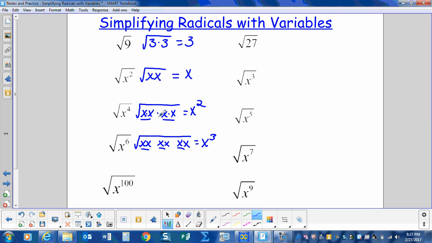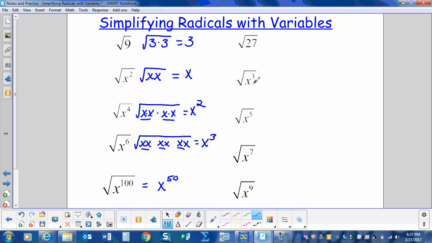So let's look at a pattern here. We had x squared. We divided by 2, we got x to the 1. X to the 4 divided by 2 is 2. X to the 6 divided by 2 is 3. So the square root of x to the 100 is x to the 50. We take the exponent and divide it by 2 because there's 50 pairs of x's under the radicand. So those are all even exponents.